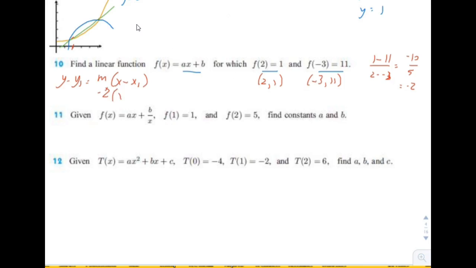Then you just need to simply put in one of the two values. I think this is the easier one, so let's put that: x minus 2 and y minus 1. Okay. And then we can solve for y, like they have it here. So we're going to have y equals negative 2x plus 4 plus 1, which is equal to negative 2x plus 5. And that's kind of what we wanted, right?